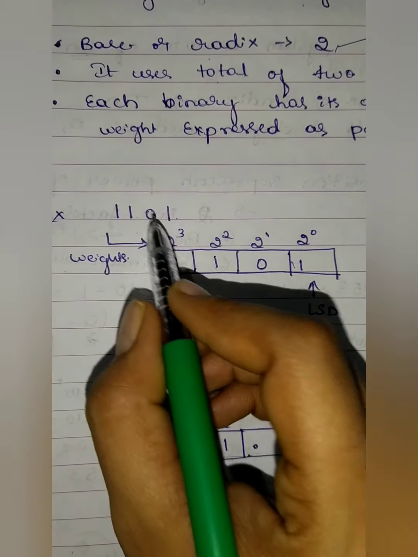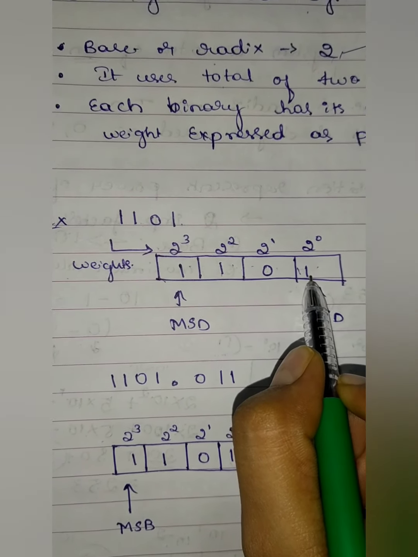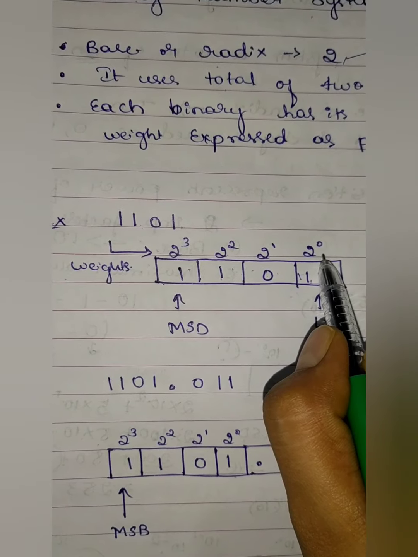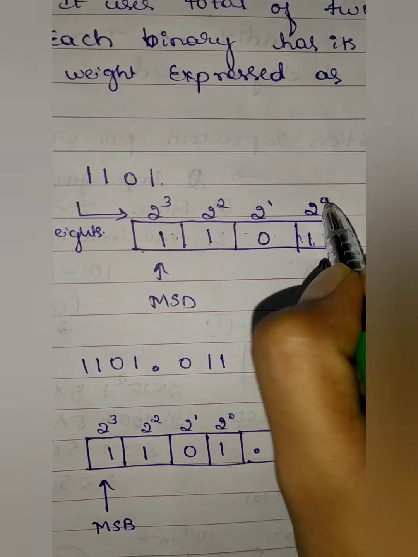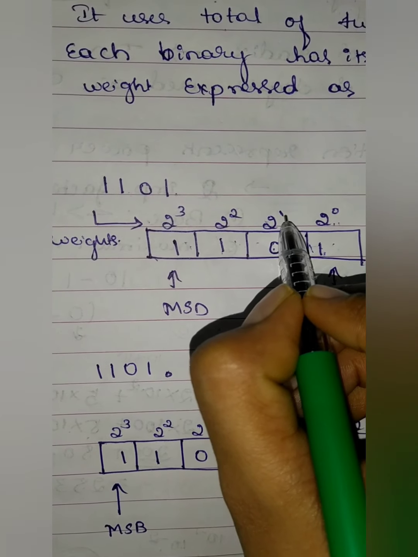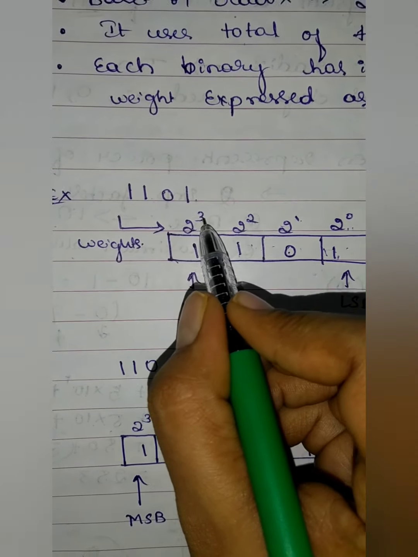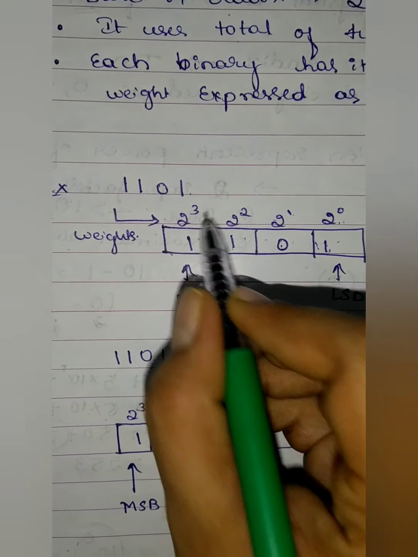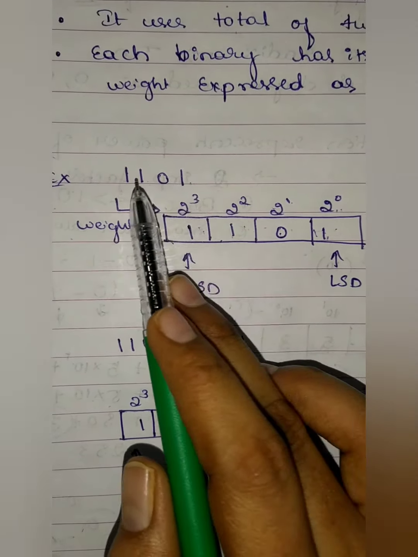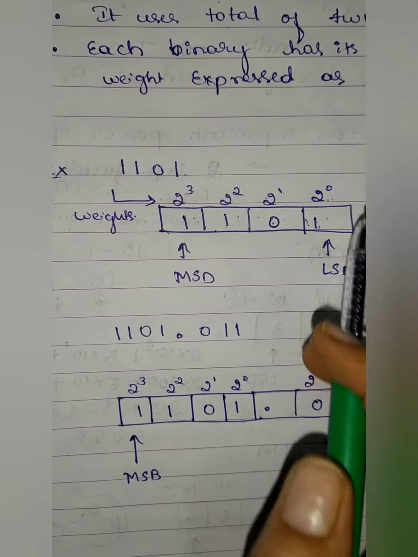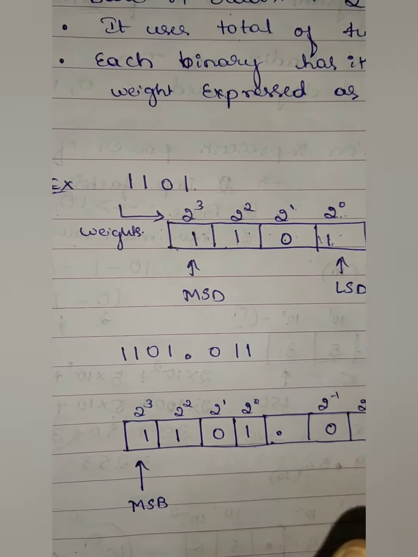First we need to write the values, that is 1101. While assigning the powers of 2, it must be done from right to left. So the last 1 is 2 to the power of 0, the 0 is 2 to the power of 1, the next 1 is 2 to the power of 2, and the first 1 is 2 to the power of 3. Places to the left of the binary point are positive powers. Here there is no binary point, so whatever values are present are considered positive powers of 2.